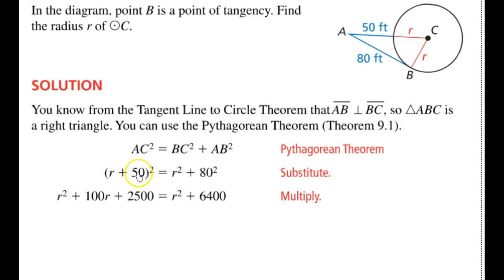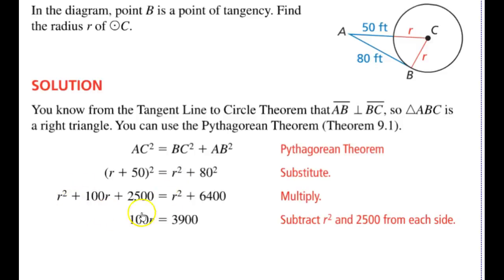And when I have this r plus 50 squared, I cannot just square the first term and the last term. I have to actually multiply it out. So I end up with r squared plus 100r plus 2500 equals r squared, and then 80 squared is 6400.